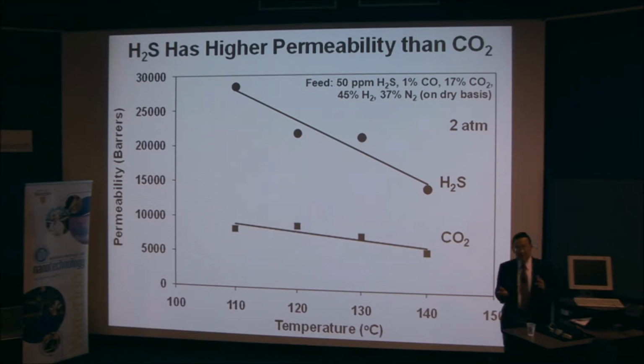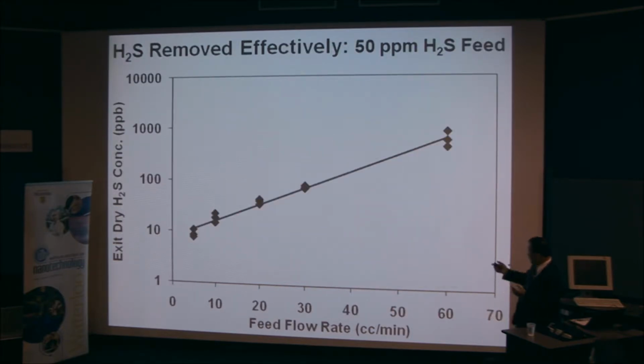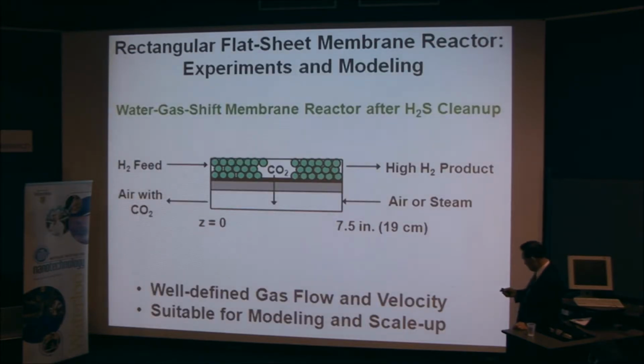So this allows us to remove the hydrogen sulfide first before we get into the water gas shift reaction. And so here I said that from syngas containing 50 ppm hydrogen sulfide, we're able to get down to about 10 ppb of hydrogen sulfide. Essentially, we remove all the hydrogen sulfide.